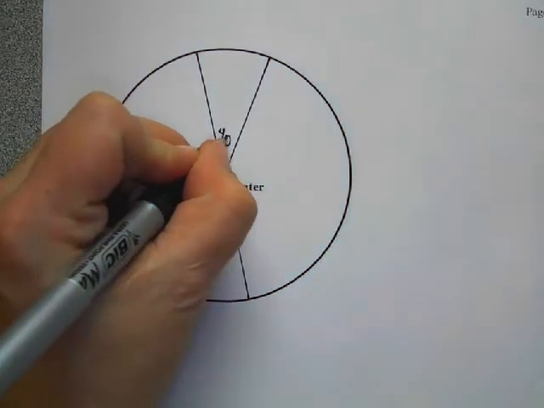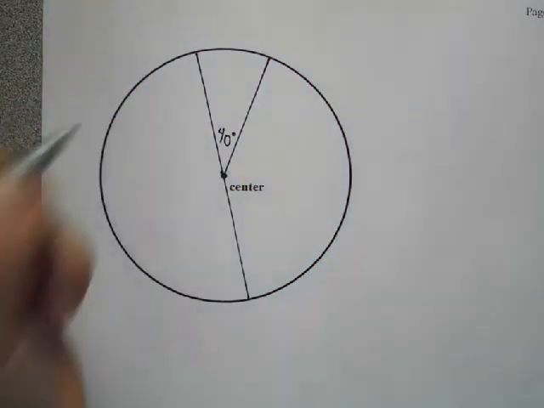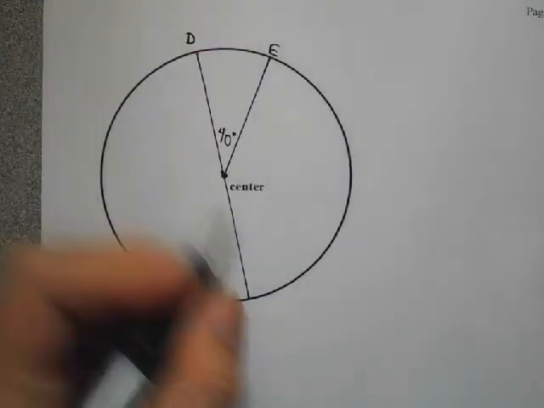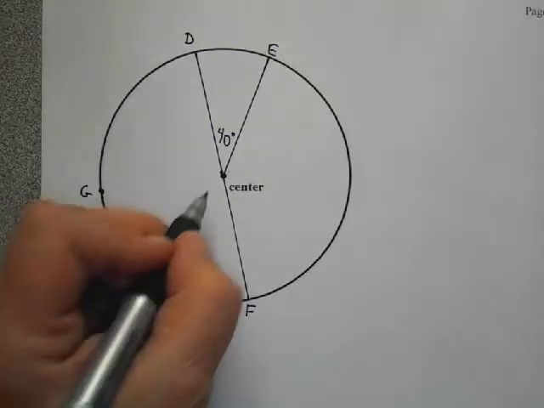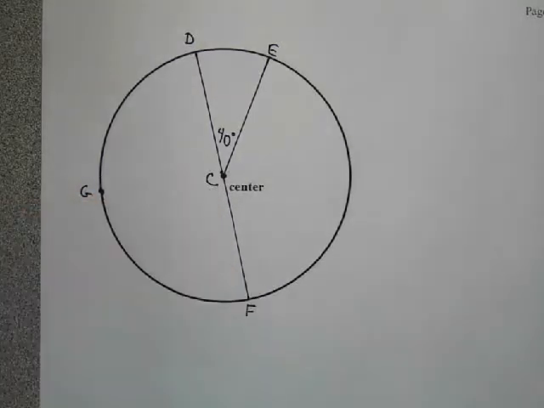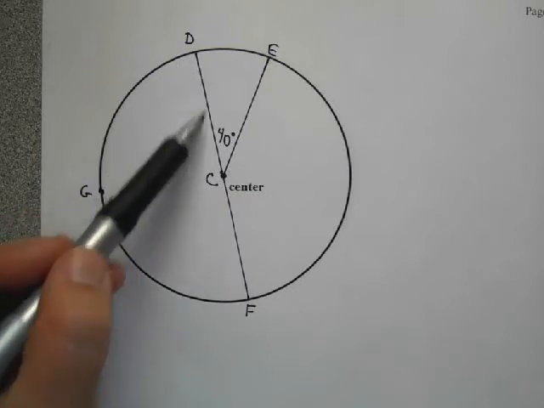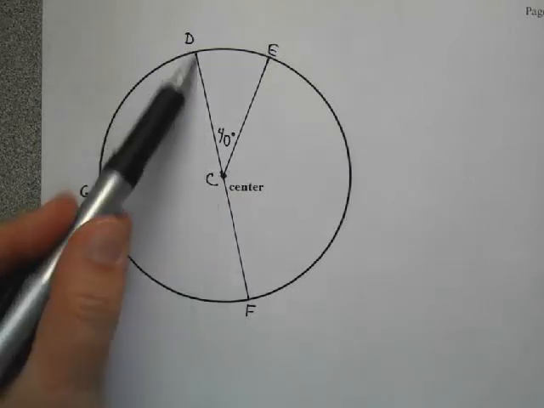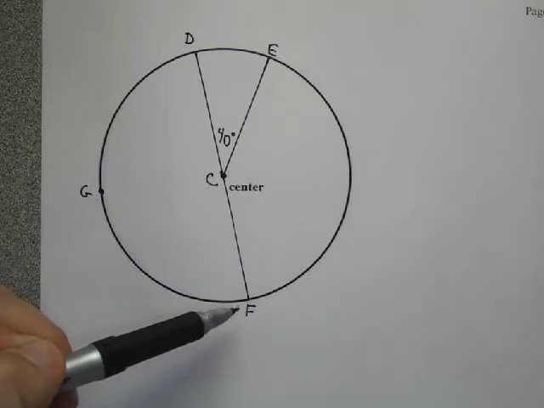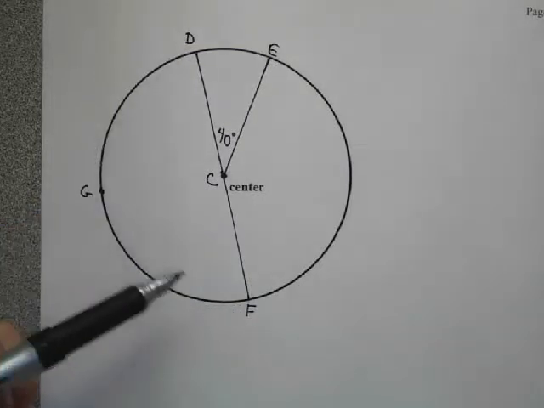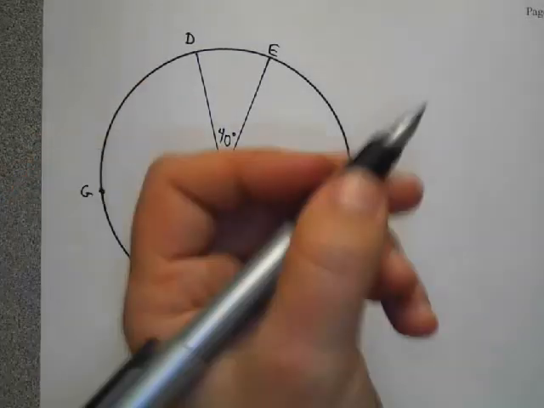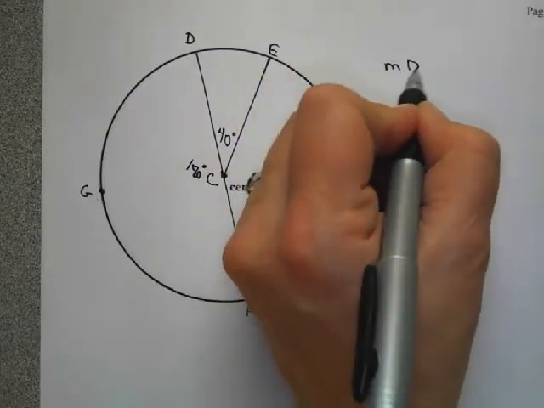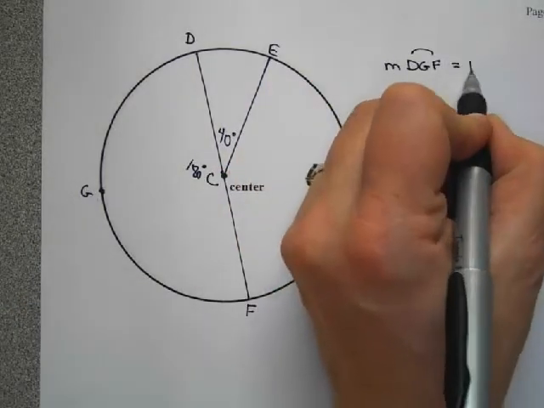let's say this angle is 40, and we'll just call this D, E, F, and we'll put G right here. And our center we can call C. So in this particular circle, the best thing to do first is put the remaining degrees in. DF goes through the center, so this is a diameter, meaning it cuts the circle into two parts of 180 degrees each. So we know that this whole angle over here would be 180. So the measure of DGF is 180 degrees.